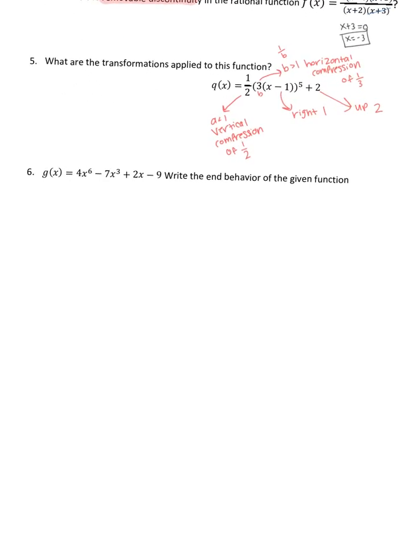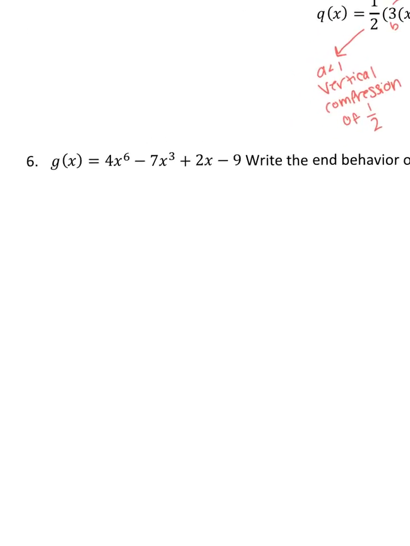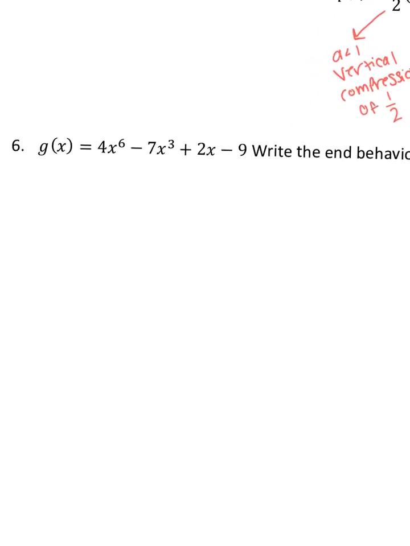Okay, number 6, I'm given a polynomial, and I want to write the end behavior of that given function. So what I'm looking for end behavior, I'm going to pay attention to the number in the front. That is called my a value, or my leading coefficient. It's 4. 4 is a positive number.